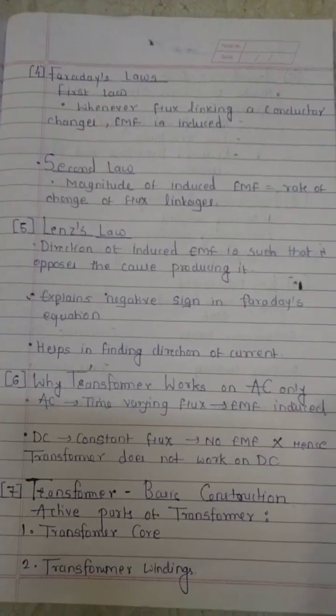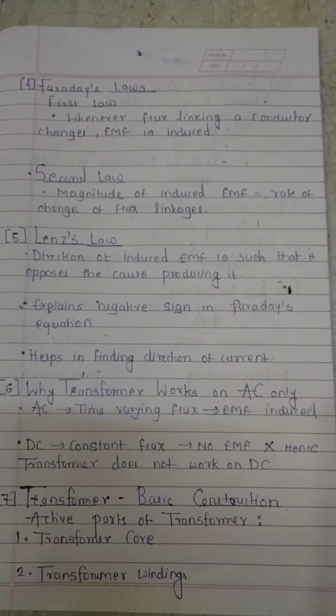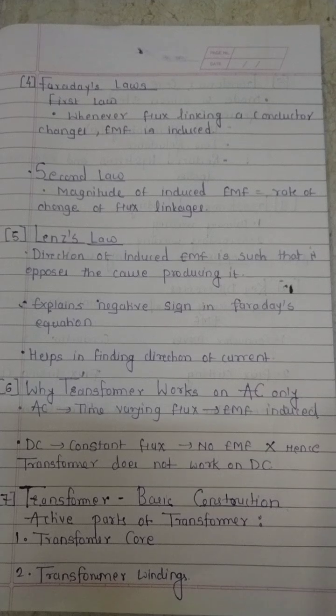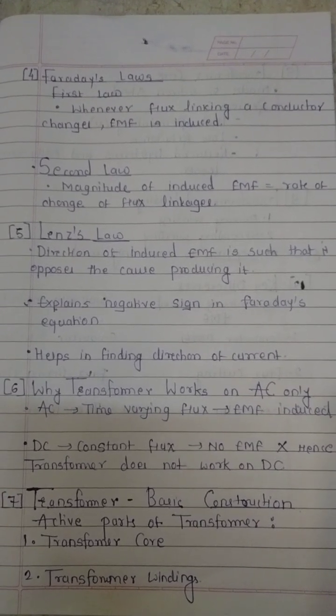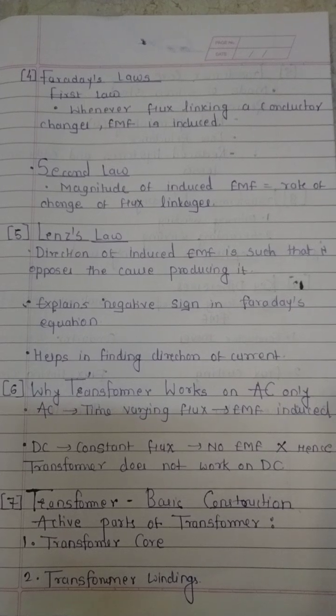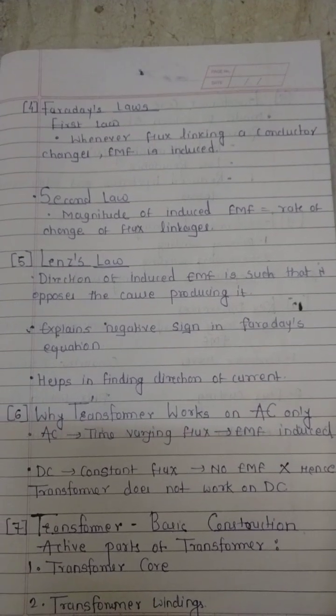And then Lenz's law: direction of the induced EMF is such that it opposes the cause producing it, which explains the negative sign in Faraday's equation. It helps in finding the direction of the current.